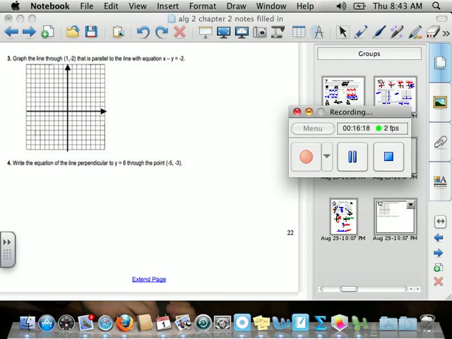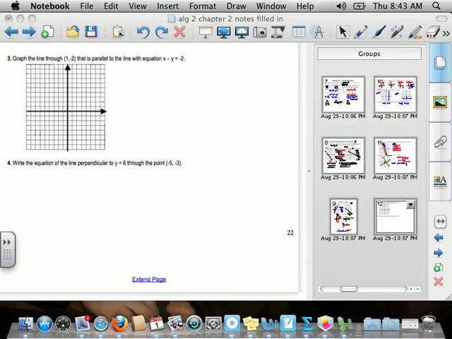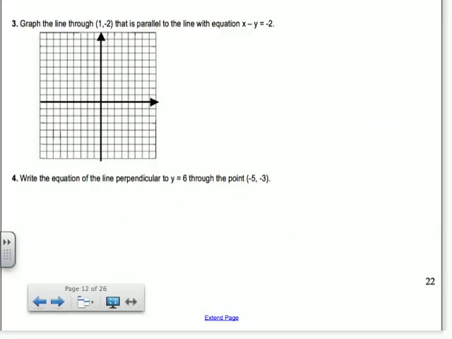Okay, let's do this one a little bit differently. So instead of finding the x and y intercept, which you can do, so if you guys did that, that's fine. Let's solve this one for y. So I'm going to subtract my x to the other side. So I get -y equals -x minus 2. Divide by -1 everywhere. So you should get y equals x plus 2. Okay, that's your original line.